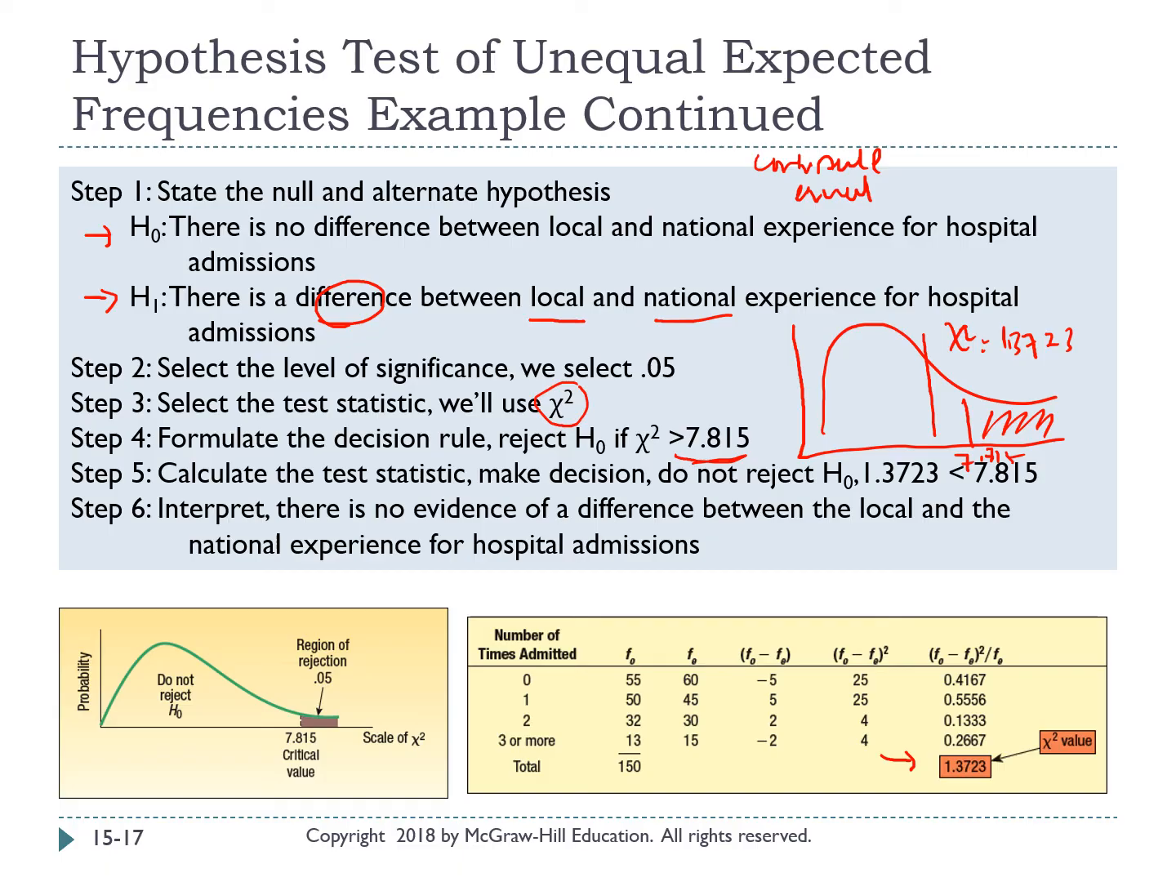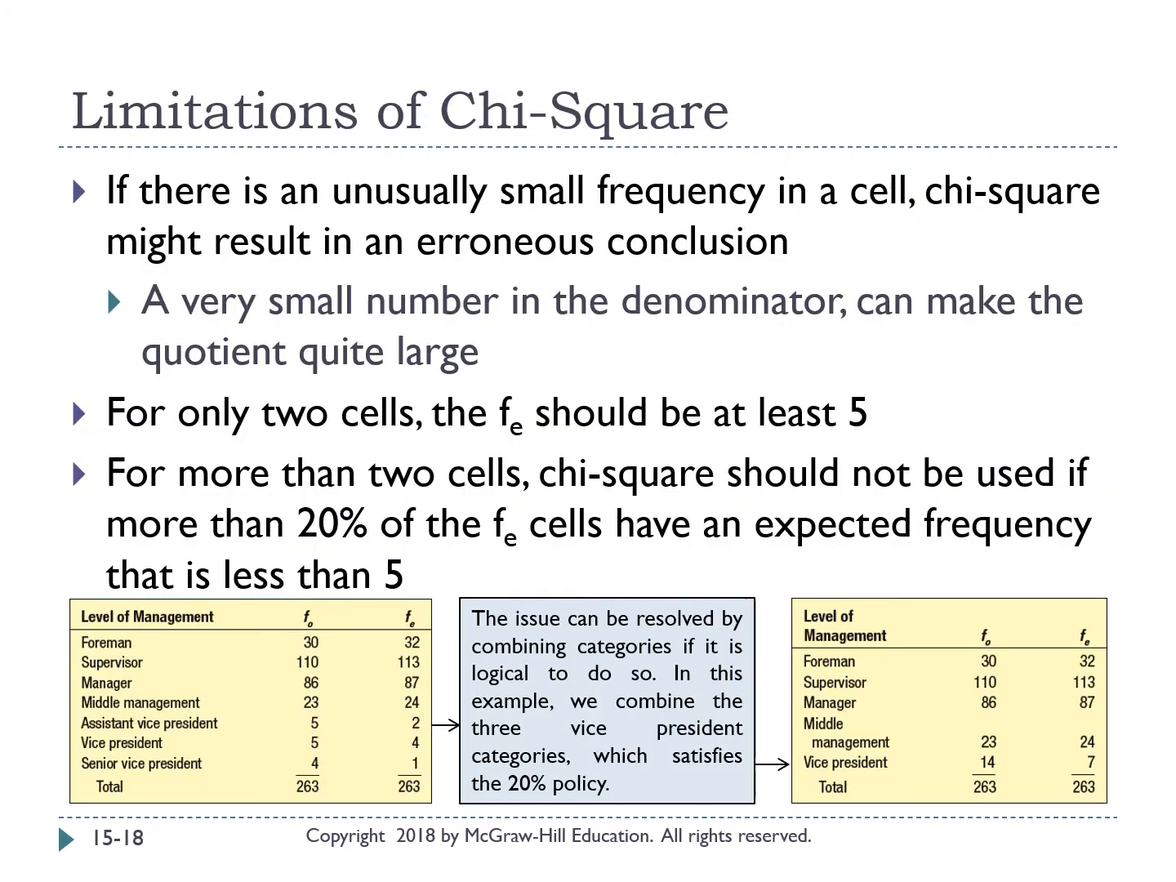So step number 6, we have to interpret our result. We can say there is no evidence of a difference between the local and the national experience for hospital administration. You can read the limitations of chi-square by yourself. Okay?